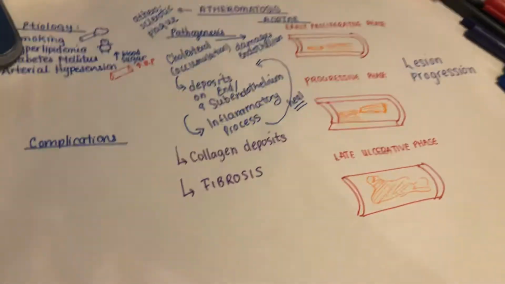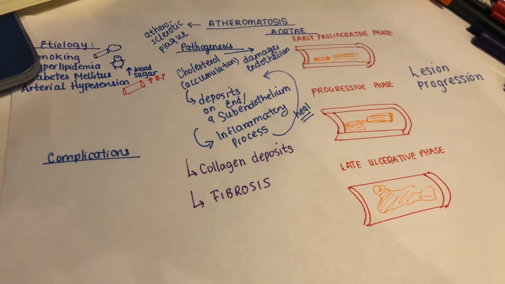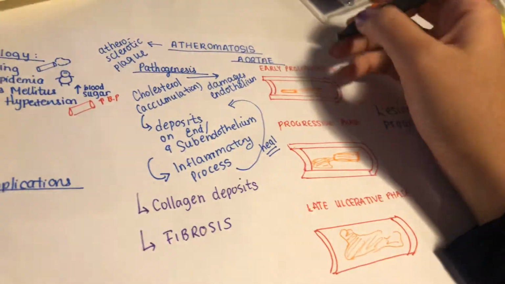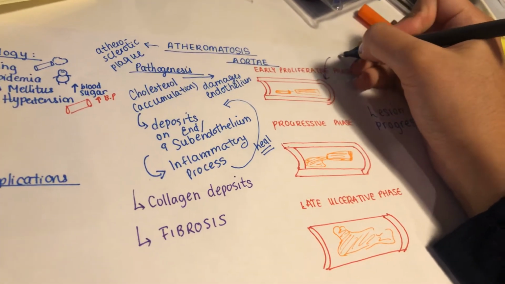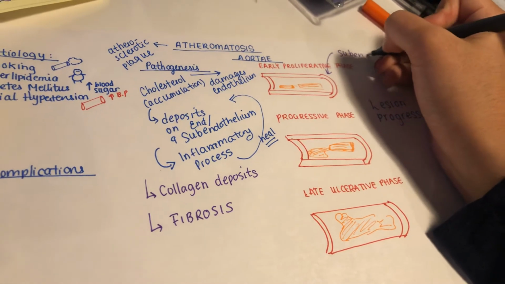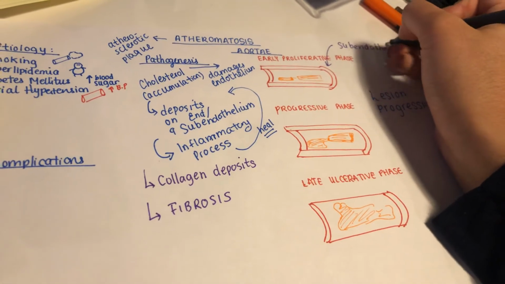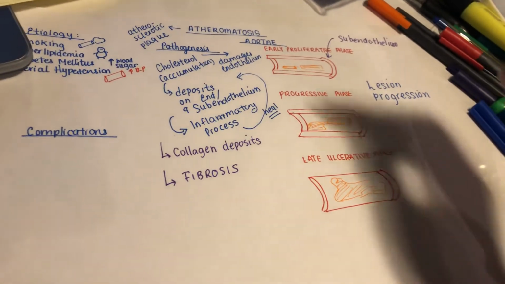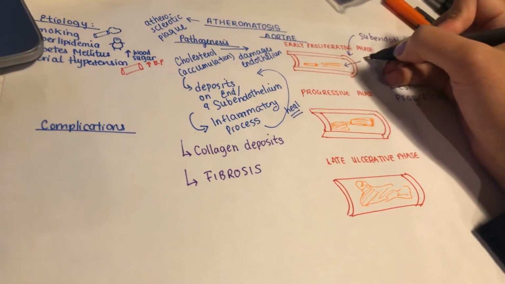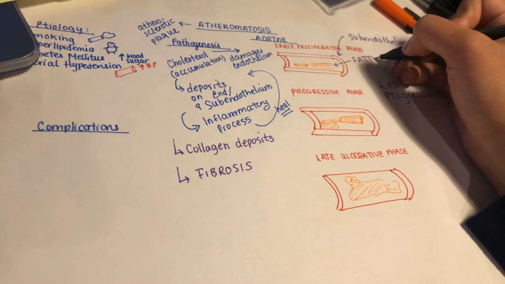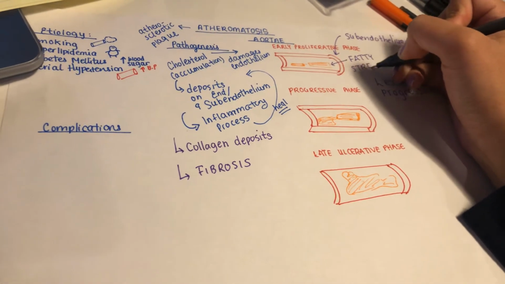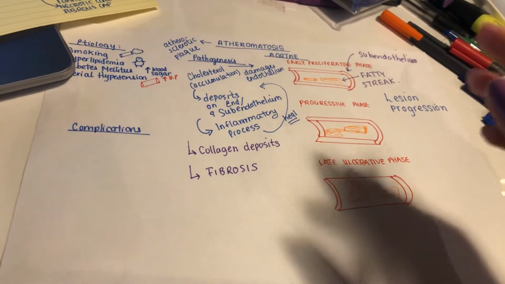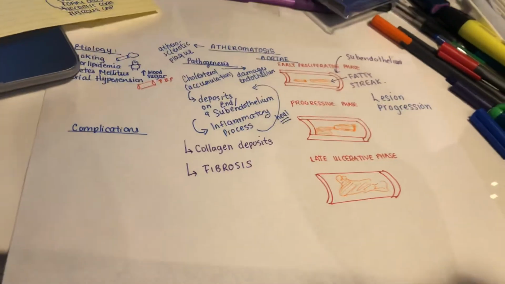Now, it sounds complicated. It isn't. It's very simple. What's actually happening? Well, after the cholesterol has deposited specifically into the subendothelium, the cholesterol will form this fatty streak. This fatty streak is key to remember when it comes to the histopathology of atheromatosis aortae. First, it will form a fatty streak.